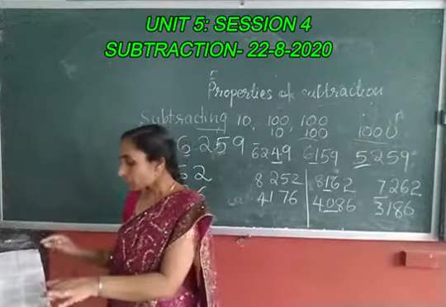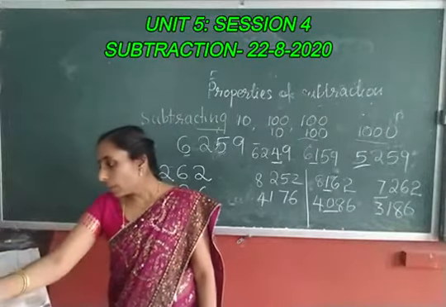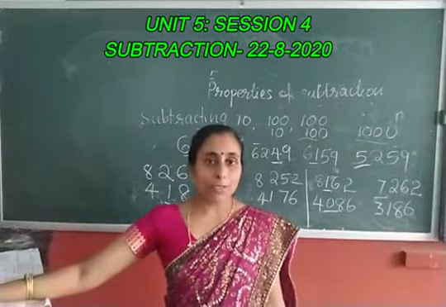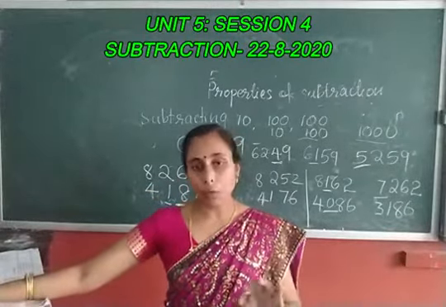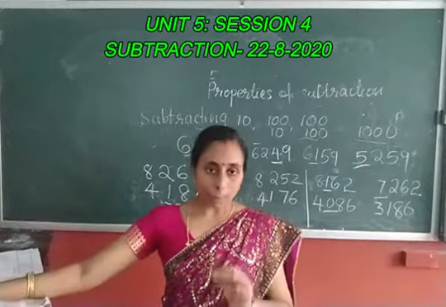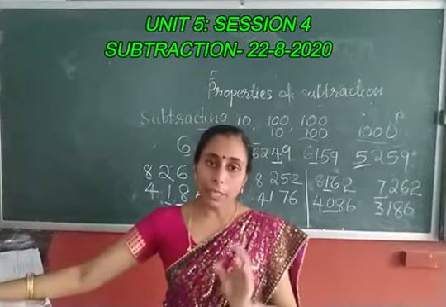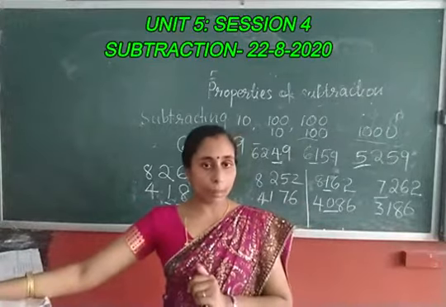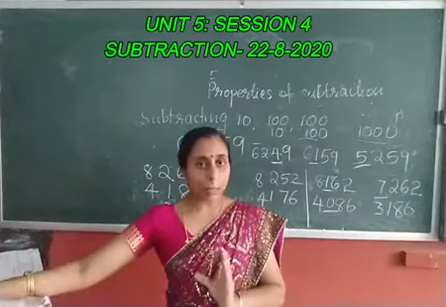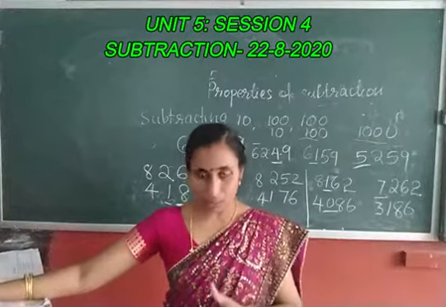Other numbers will remain the same. Okay. I hope all have cleared this portion. Once again, properties of subtraction. Subtracting 0: when we subtract 0 from any number, we always get the number itself. Then subtracting by 1: when we subtract 1 from any number, we get the predecessor of the given number. Then subtracting a number from itself: we get 0.